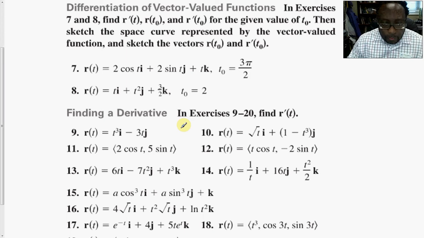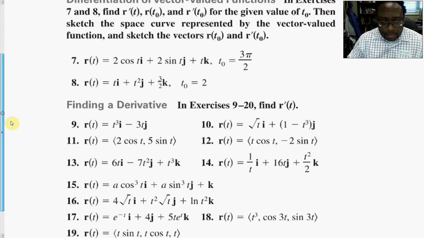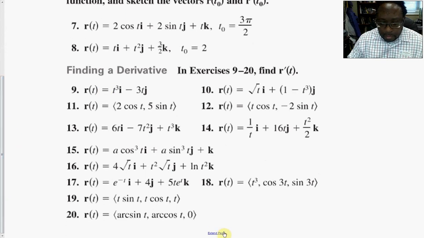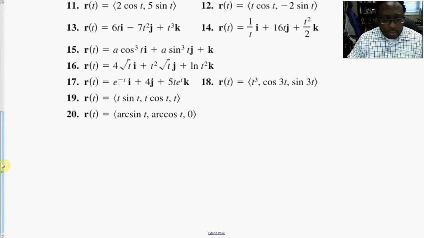For the homework, let's first look at taking derivatives of a vector-valued function. For exercises 9 to 20, just find r prime.